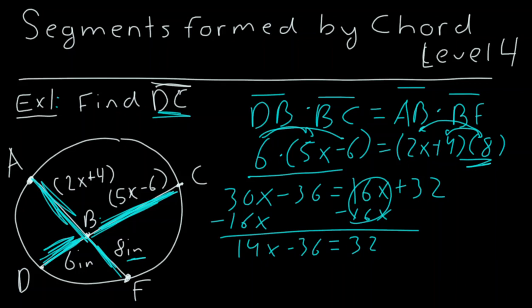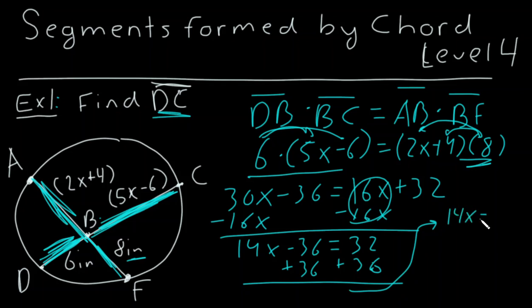Alright, from here, we're looking on this left side. We want to get the x by itself. The first thing we want to do is get rid of our constant. And how do we get rid of a negative 36? Well, we know we want to add 36. So plus 36, plus 36. And we're going to get this. I'm going to bring this right up here. We're going to get 14x equals, and 32 plus 36 will give us 68.